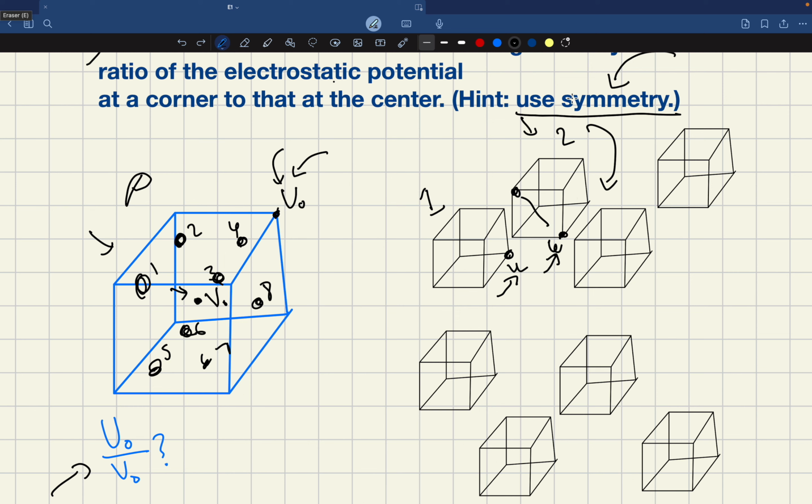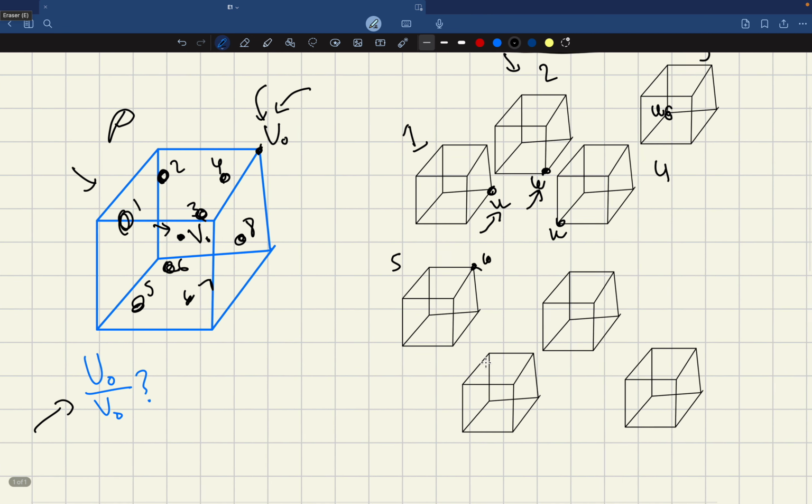So the potential at each corner must be the same. Now what we do is we keep doing this. So let's say this is cube number 3. This corner of the cube has potential small u. Let's say this is cube number 4. This corner has small u. This is cube 5. This corner has u. And we keep going and labeling it, and so this corner 7 would be this corner, it would be this corner, and each of these has potential small u.